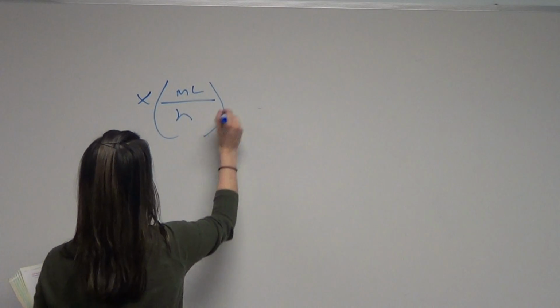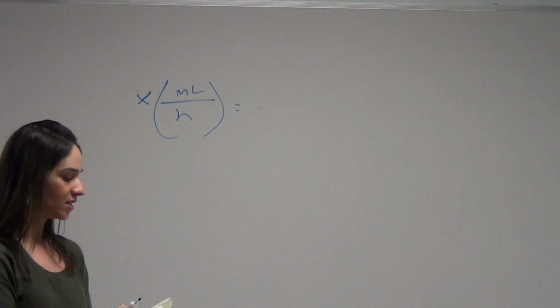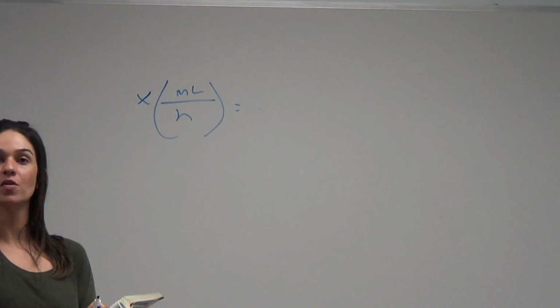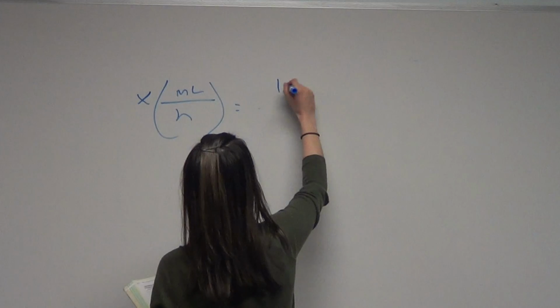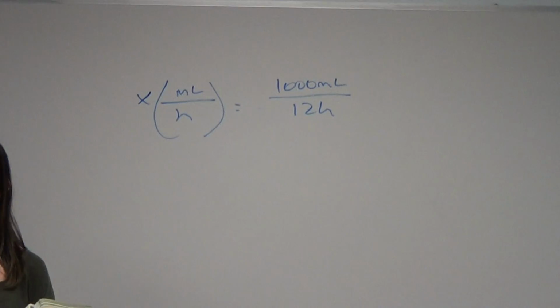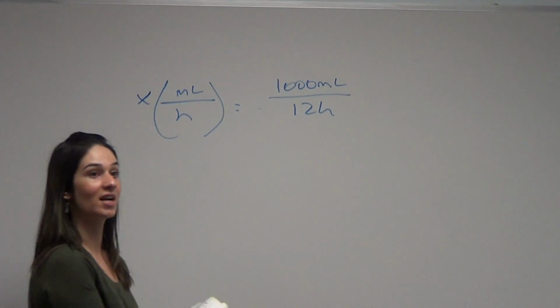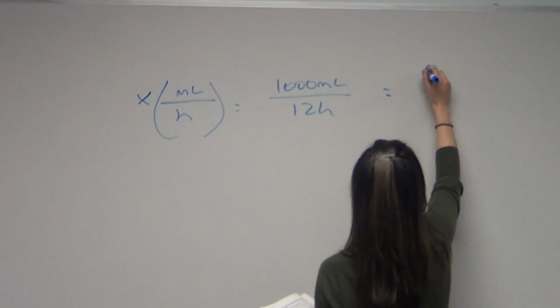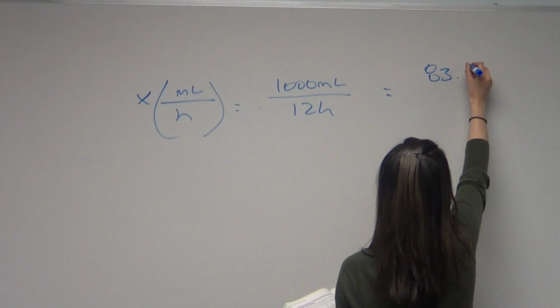So what is your X in example 1? Our X is mLs per hour, correct? Yes. What information do we have about mLs? We have 1,000 mLs over 12 hours. Do we have everything we need? Isn't that nice? Pretty easy, right? What's 1,000 divided by 12? 83 point, is it 3 repeating? Yes.